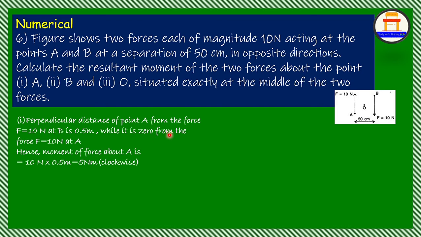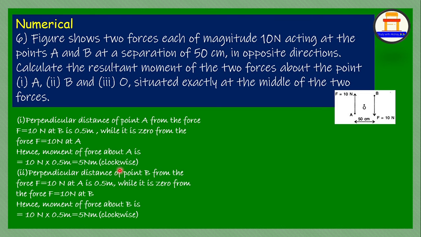While the distance is 0 from the force 10 Newton at point A, hence the moment of force is 10 into 0.5 meters, that is 5 Newton meter clockwise at point A. Coming to point B, again it will also be 5 Newton meter itself, in a similar way, because they are opposite and equal forces acting. So force is again 10 newtons, and we are converting the distance into meters again. We have 50 centimeters, upon converting it into meters we get 0.5 meters. While the distance is 0 from the force of 10 Newton at B, hence the moment of force about B is 10 into 0.5, that is 5 Newton meter, again clockwise.